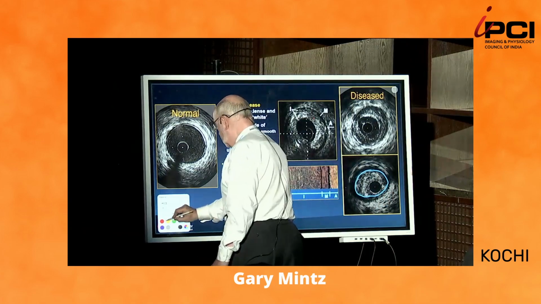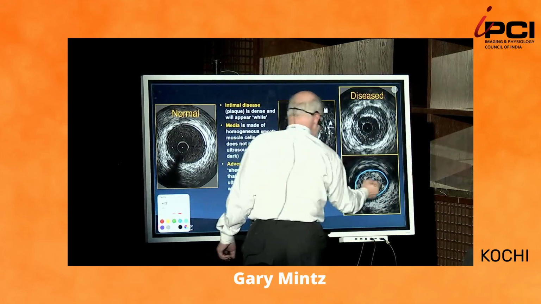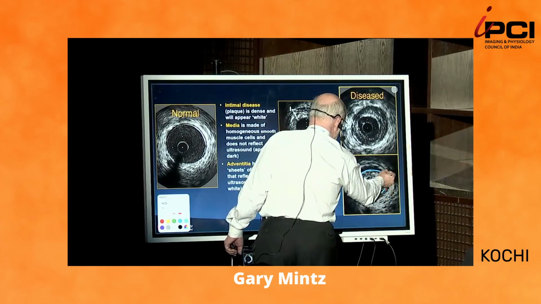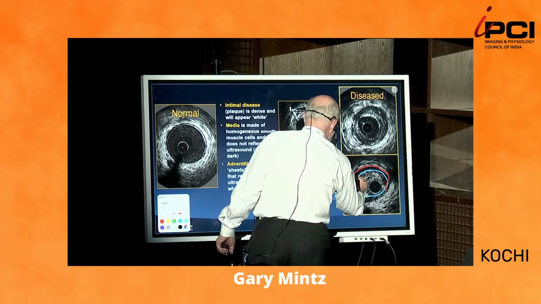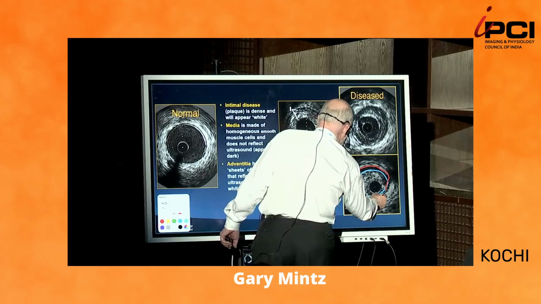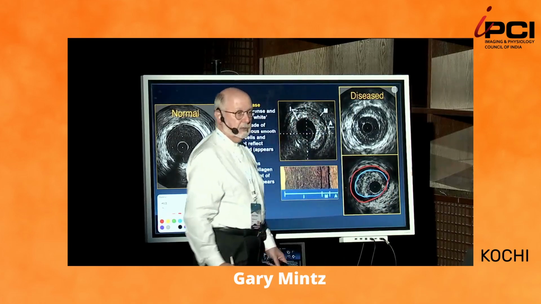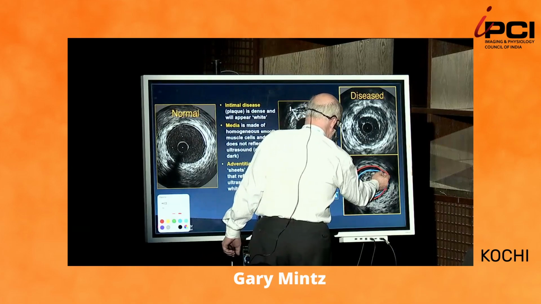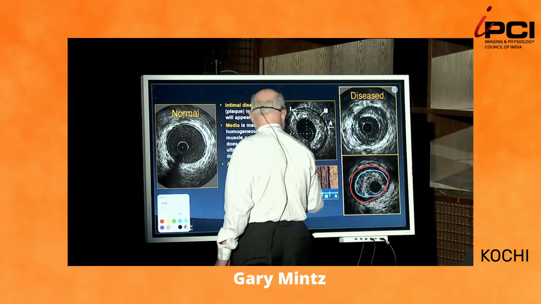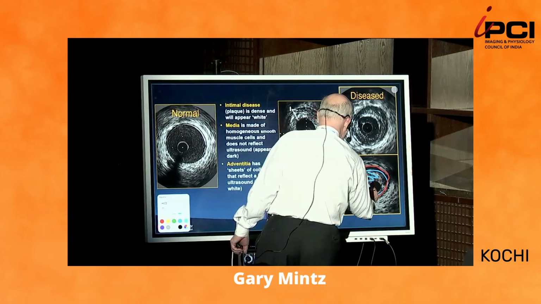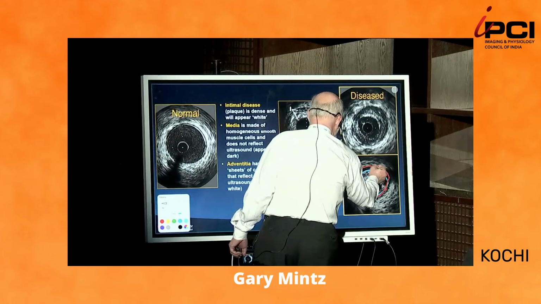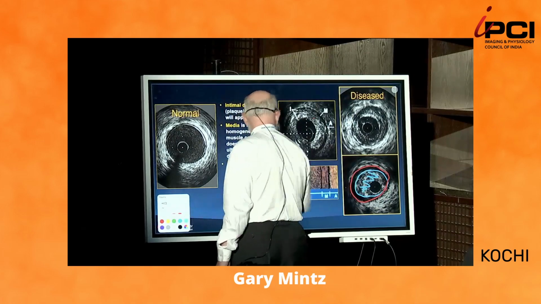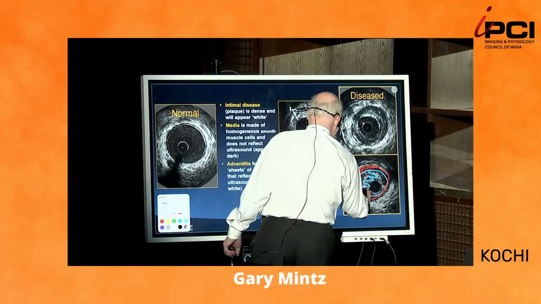Plaque is this, minus the media, which is, as I said, only 200 microns. And so when you calculate plaque burden, it's the ratio of this to the vessel, not the ratio of this to the vessel, okay?